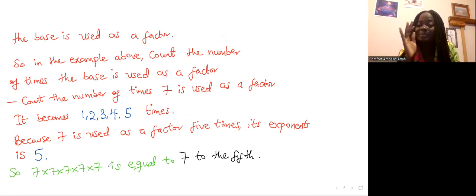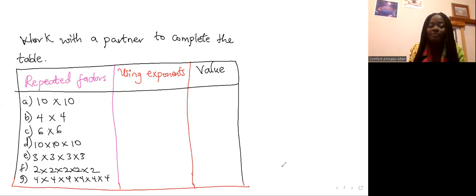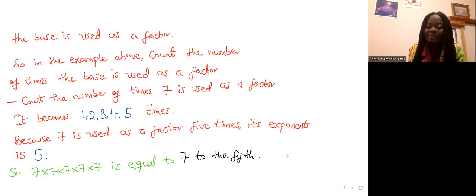Because 7 multiplied itself how many times? 5 times. Okay. 7 multiplied itself 5 times. So this becomes my base, and this becomes my exponent. So this is the power, right? Good.